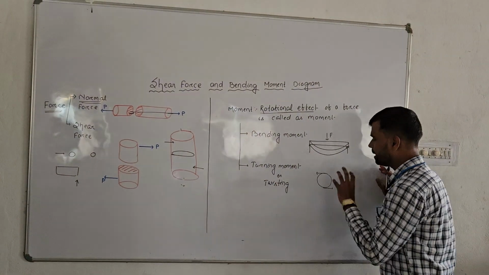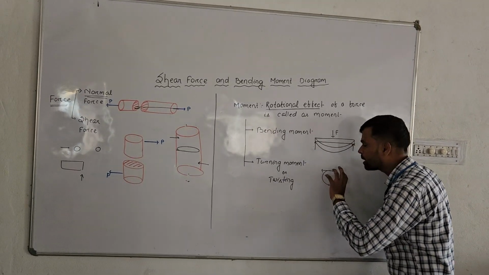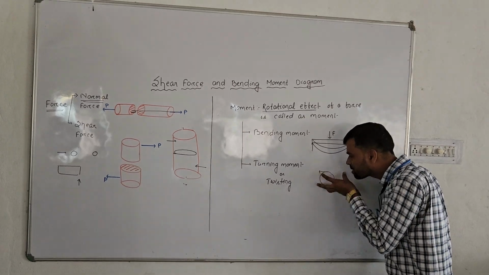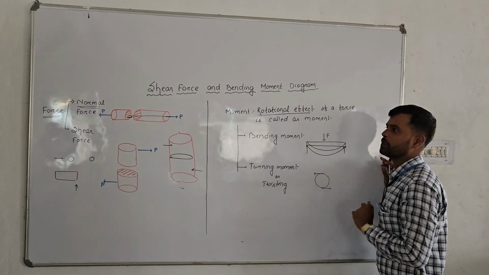And here you can see, here is the member and the force is applied in this direction and in this direction. So that means what? It creates, or has a tendency to create, the twist in the member. This type of moment is called turning moment or twisting.